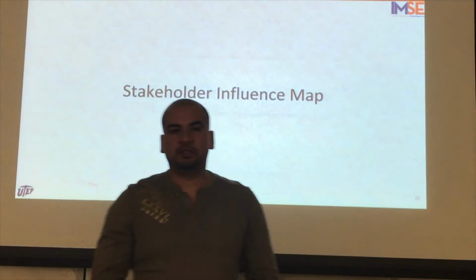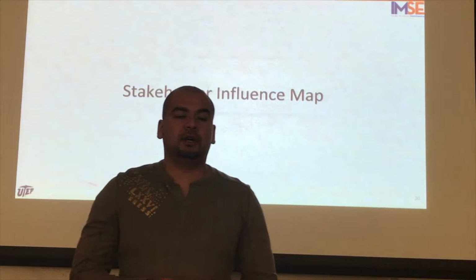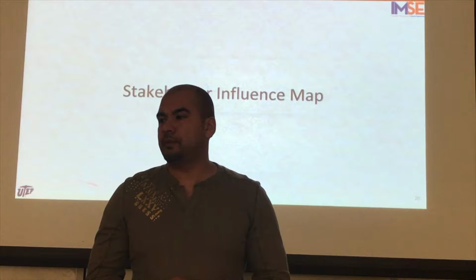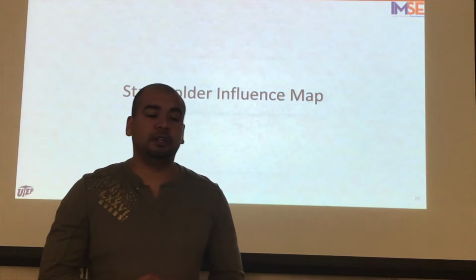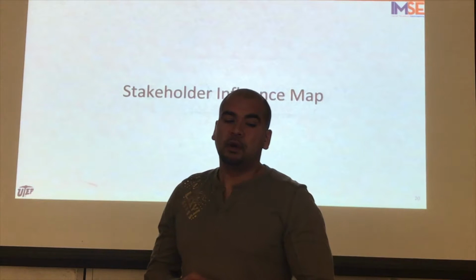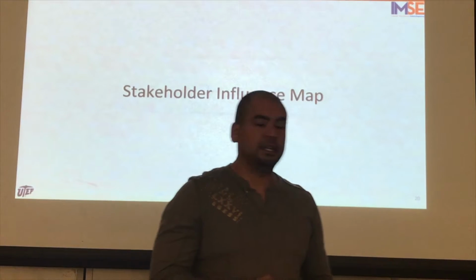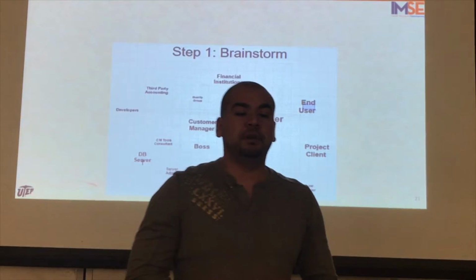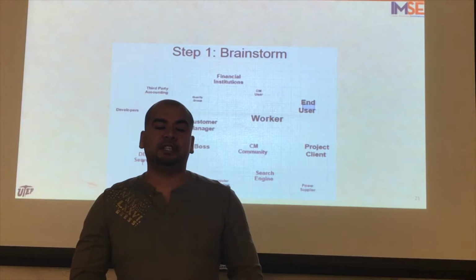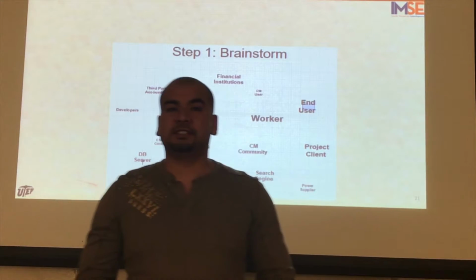Hi, I'm going to talk to you about the stakeholder influence map. First of all, I want to discuss what a stakeholder is. Basically, a stakeholder is a group or an individual that's affected or is in some way accountable for the outcome of an undertaking. A stakeholder influence map tool is used to identify, organize, and document system stakeholders and the interactions that exist between them.